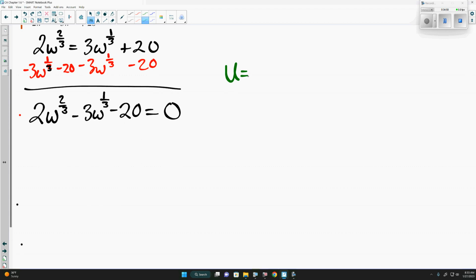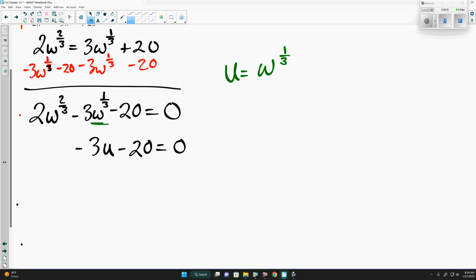Now the big question is, what will we set u equal to? Now for most of these here, especially for quadratics, they're kind of nice, because the middle term is what we'll be using. So our middle term in this case is what? So we wouldn't look at the 3, mainly the variable w to the 1/3, yes? So if I said u equal to w to the 1/3, for the middle, it's not that bad. It'd be minus 3u minus 20 equals 0, yes?